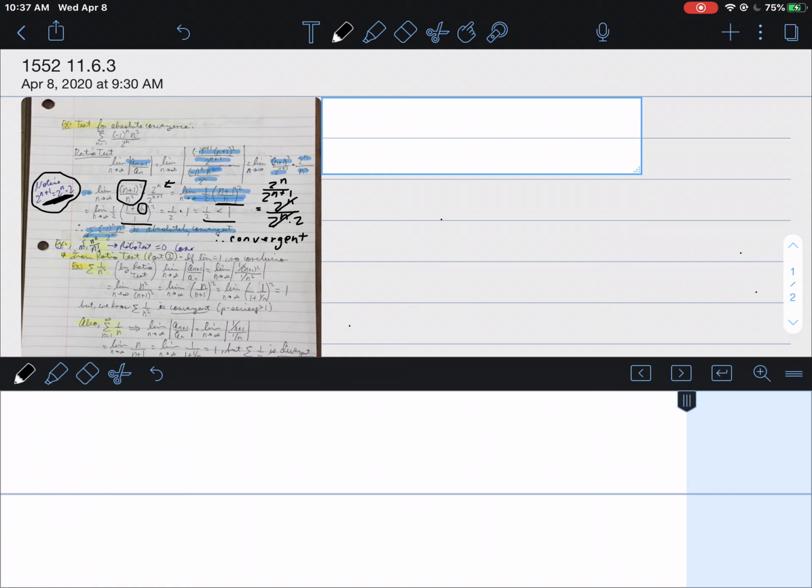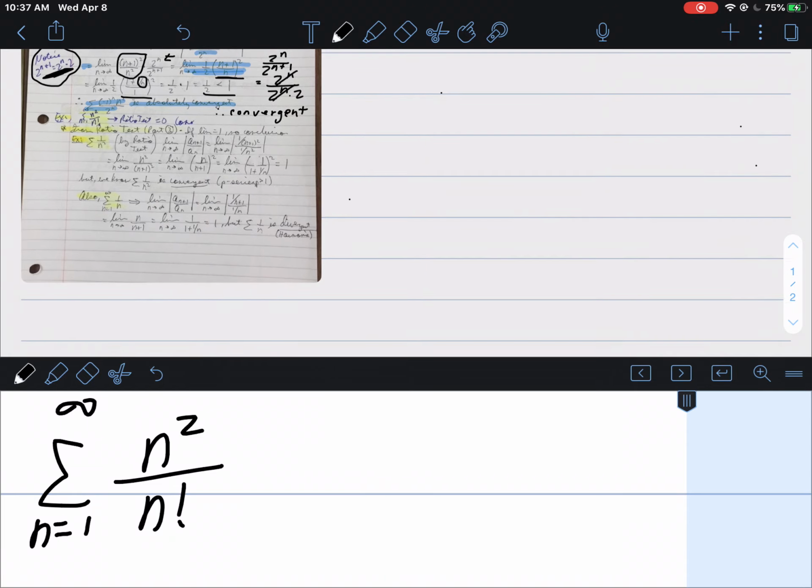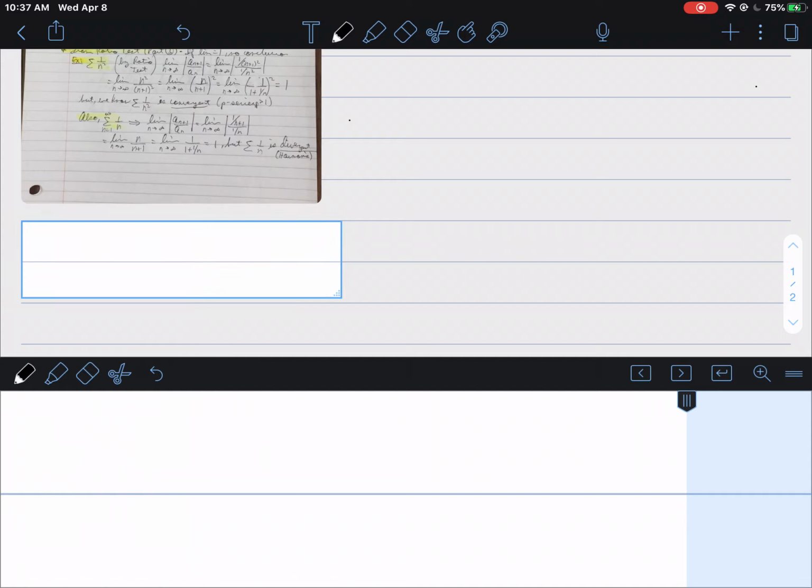Sum as n goes from 1 to infinity over n factorial. Now, first of all, let's do a little recall here. Remind me about n factorial. I think we mentioned that one in class before we got sent to isolation. All right, what does n factorial mean?